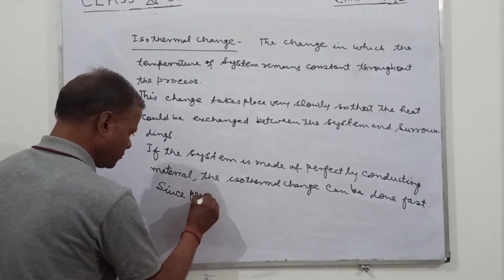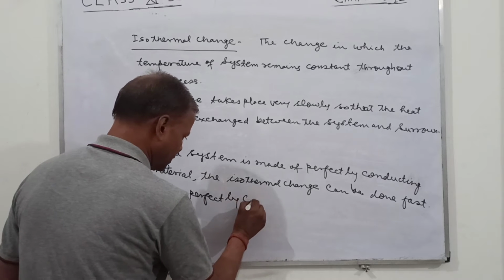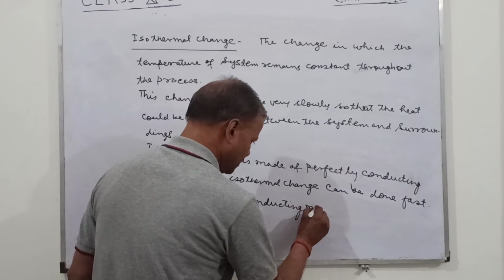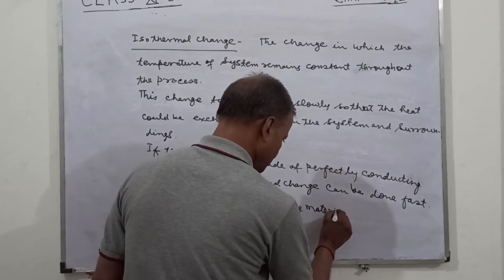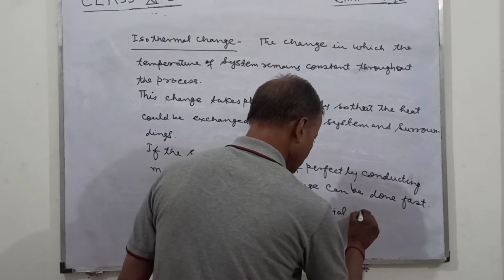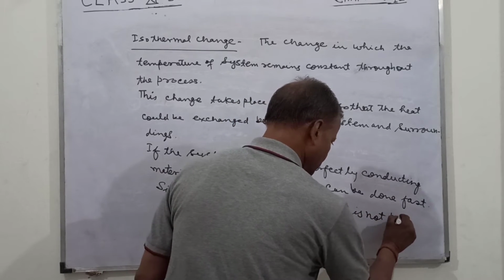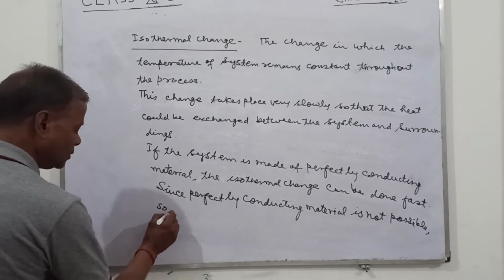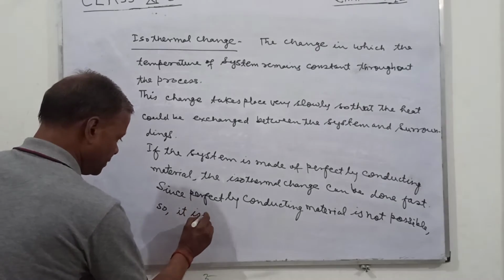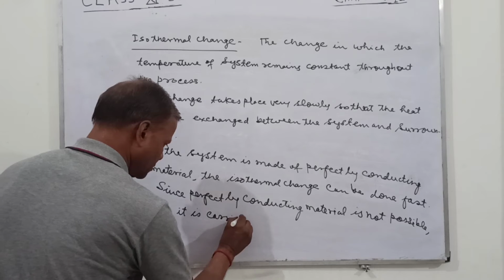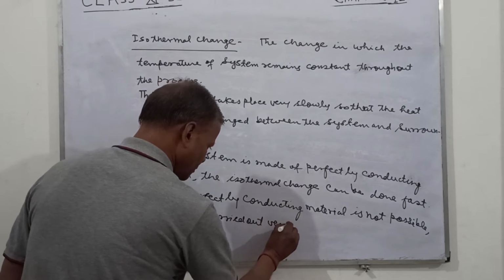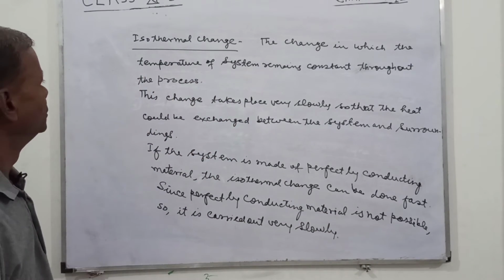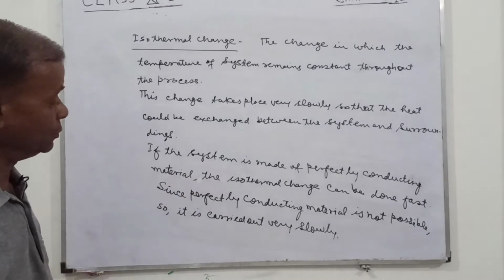Since perfectly conducting material is not possible, it is carried out very slowly. So this change is taken to be very slow.